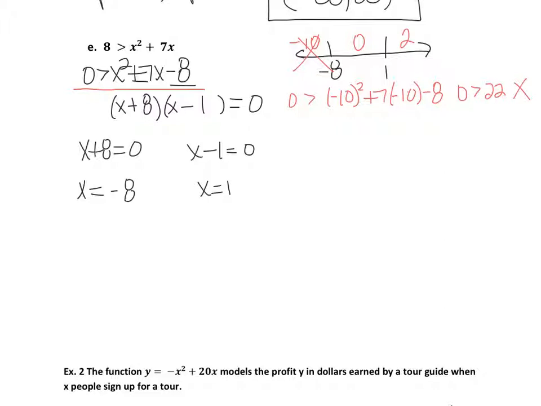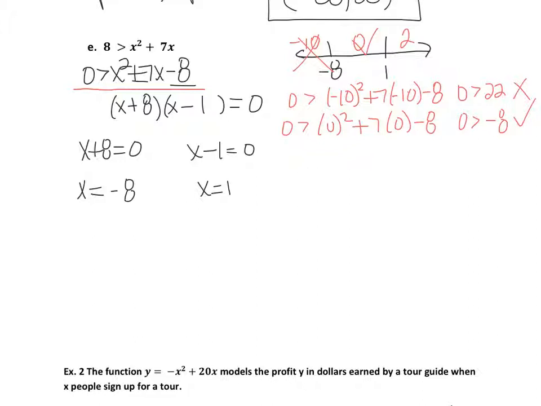So now I'm going to plug in 0. 0 is greater than 0 squared plus 7 times 0 minus 8. So when you plug all of this in, you get, is 0 greater than negative 8? Yes, that's a true statement. So my solutions, I know, are going to go from negative 8 to positive 1.